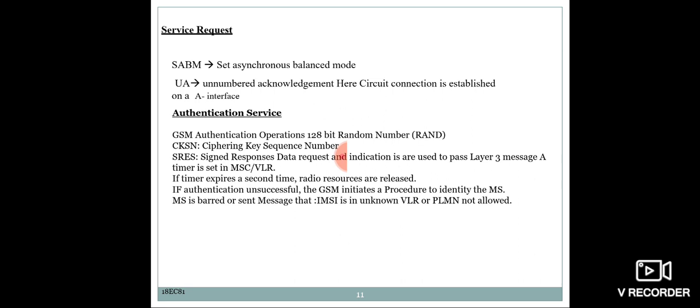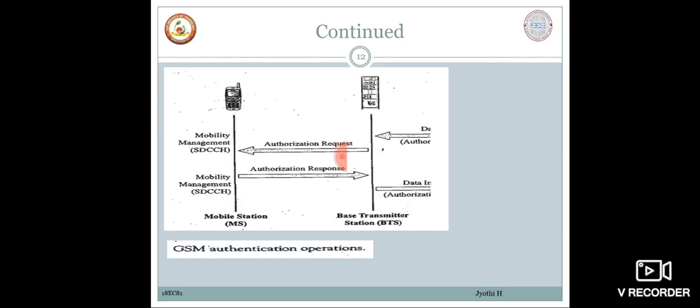If the IMSI is unknown in the visitor location register, the network does not allow it, so the message is going to be resent. So, this is the authentication procedure between the BTS and the MS, as well as between the BSSC and the MSSC.